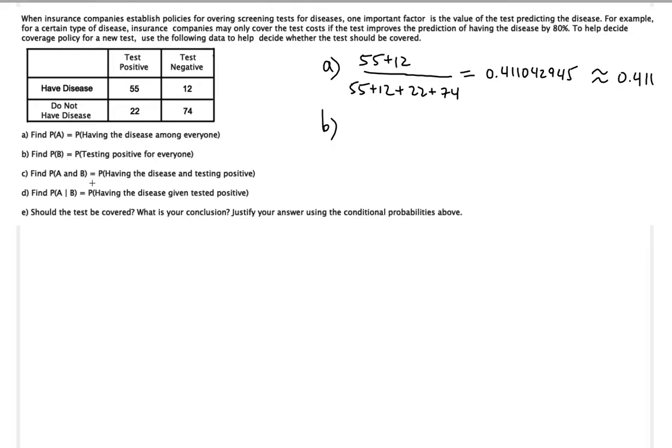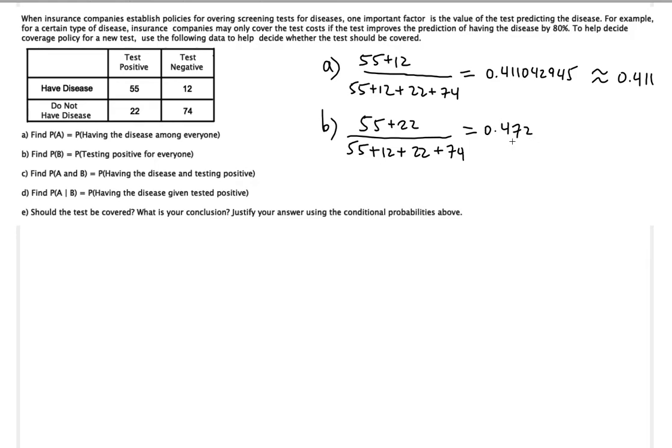So now in this second question, part B here, we need to find the probability of event B. Event B is testing positive for everyone. So what is the probability, let's say, that a random person selected will test positive? And to do this, of course, we're going to look at this first column. It gives you the number of people that test positive, irrespective of the fact whether they have the disease or not. So we have to sum up these people, 55 plus 22, and divide it again by this total number, which we talked about was 55, 12, 22, and 74. And if you do this correctly, you should get this in your calculator.